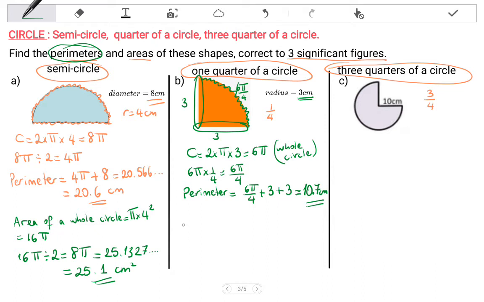What about the area? Again, we get the area of a whole circle, which is pi times r squared, which is 9 pi. This is the area of a whole circle. And I'm going to take 1/4 of it. So 9 pi over 4, and get the decimal value and do approximation correct to 3 significant figures. It is 7.07 centimeters squared.